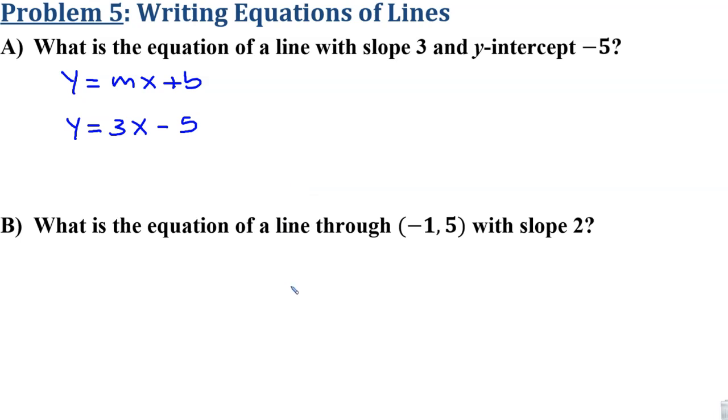All right, b is the same idea. What's the equation of the line through -1, 5 with a slope of 2? Now this time, though, they didn't give us the y-intercept like they did in part A, but they did give us one point on the line. If that's the case, we're not going to use slope-intercept, we'll use point-slope form. So that's our y minus y1 is equal to m times the quantity of x minus x1.